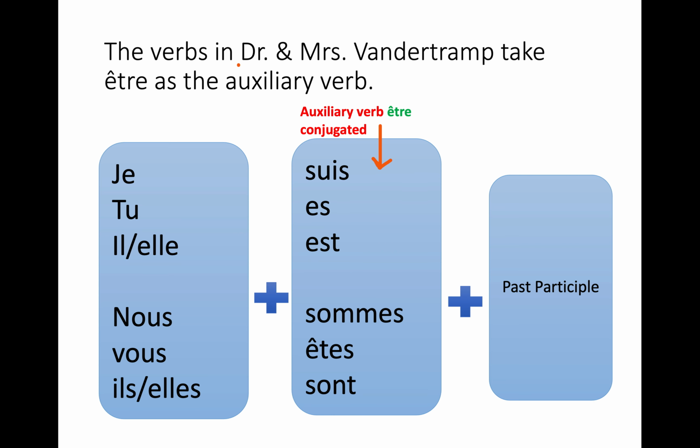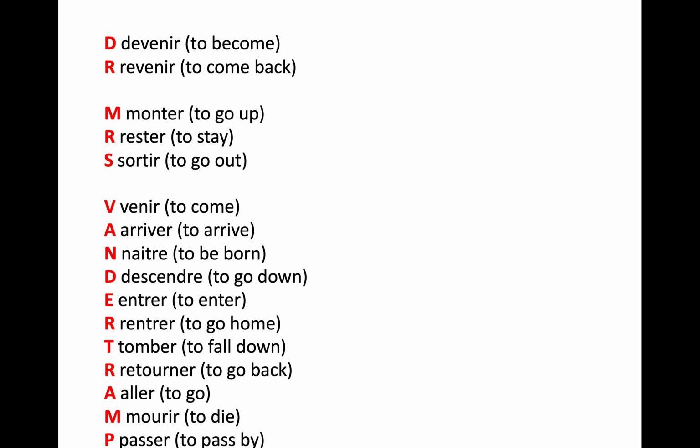So we have learned that the verbs in the maison d'être, or verbs that follow the Dr. and Mrs. Vandertramp way of memorizing, you haven't seen it yet, they take être as the auxiliary verb. You've already seen that. That is Dr. and Mrs. Vandertramp. It's just a made-up name that contains all of those verbs. That's another good way to memorize them if you prefer that. There's also a song. I'll try to find you lots of songs, but there's one popular one.